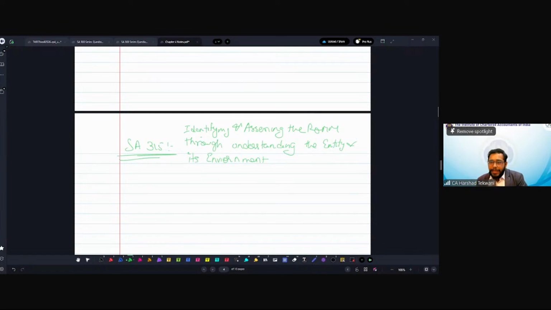Now, can someone tell me how you assess the risk? For example, in summary, how do you perform the risk assessment? How do you assess the risk of material misstatement? Anyone?